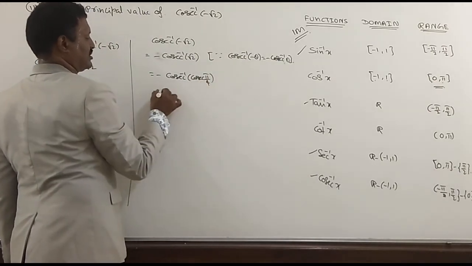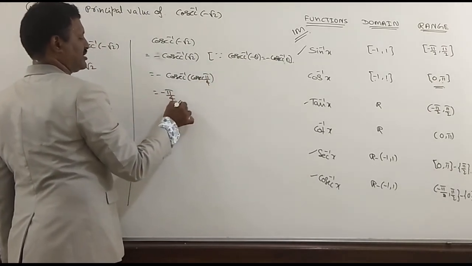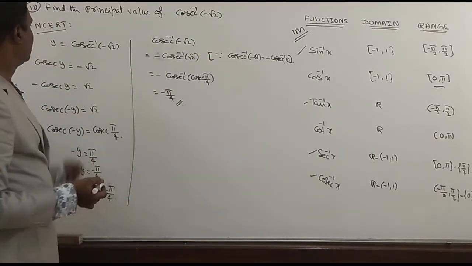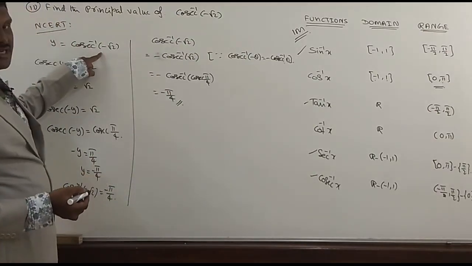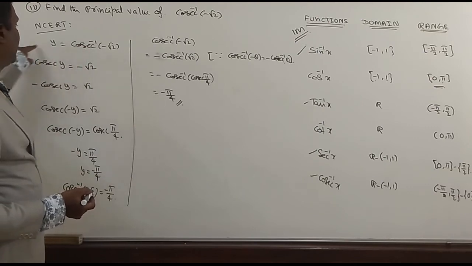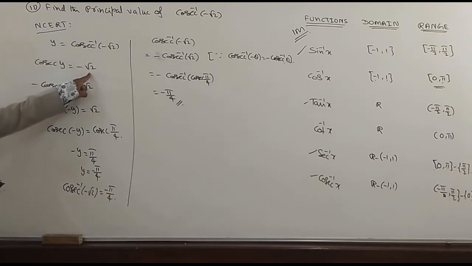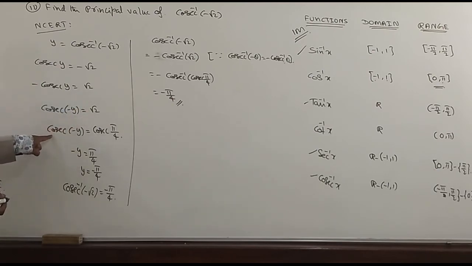Now cosecant inverse cosecant get cancelled. What we can write? Minus pi by 4. We can write like that. Now take it as y is equal to cosecant inverse of minus root 2. Cosecant inverse take down the left hand side. Cosecant y is equal to minus root 2, multiply by minus sign. Minus cosecant y is equal to root 2. Then minus cosecant y we can write cosecant of minus y, that is equal to root 2. Now this side, root 2 we can write cosecant pi by 4. Remove the cosecant on both the sides. Minus y equal to pi by 4. y is equal to minus pi by 4. Yes, write down.